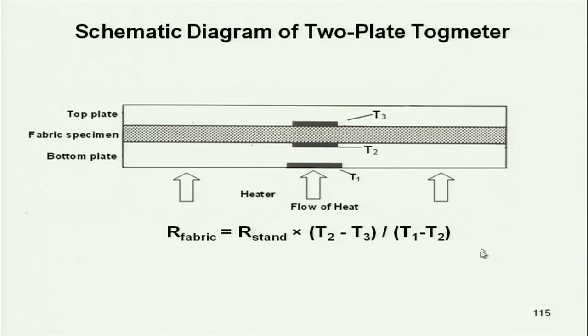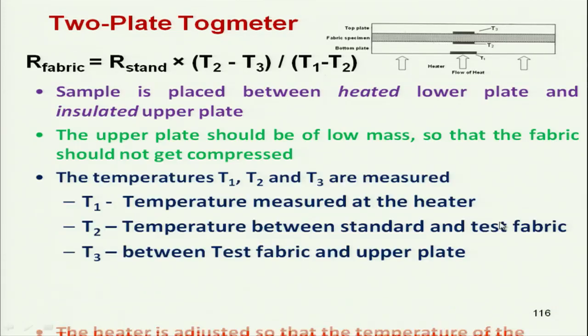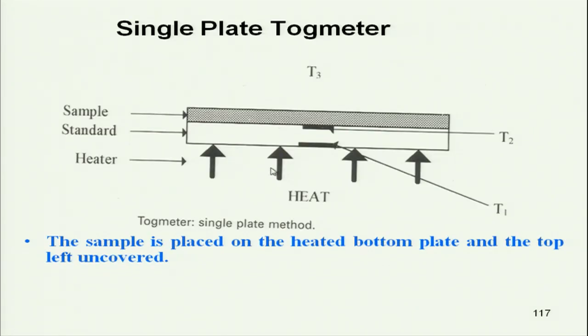Using that concept, we can calculate the resistance of the fabric by measuring the temperature at different points. R standard is known. This is the calculation for the two plate TOG meter. For the single plate TOG meter, if we do not want to use the top plate because it may compress the fabric, we can eliminate the top plate by measuring the temperature of air at a certain point height.